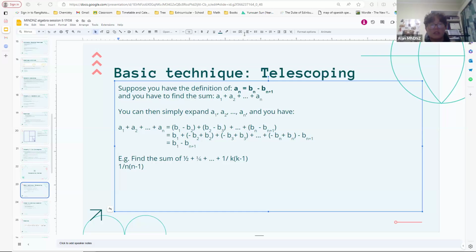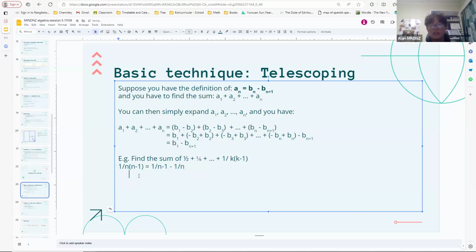So 1 divided by n times n minus 1 is simply equal to 1 divided by n minus 1 minus 1 divided by n. Why is this true? We can just use subtraction of fractions to get n minus (n minus 1) divided by (n minus 1) times n, and n minus (n minus 1) is just 1. So this is simply equal to 1 divided by n times n minus 1.